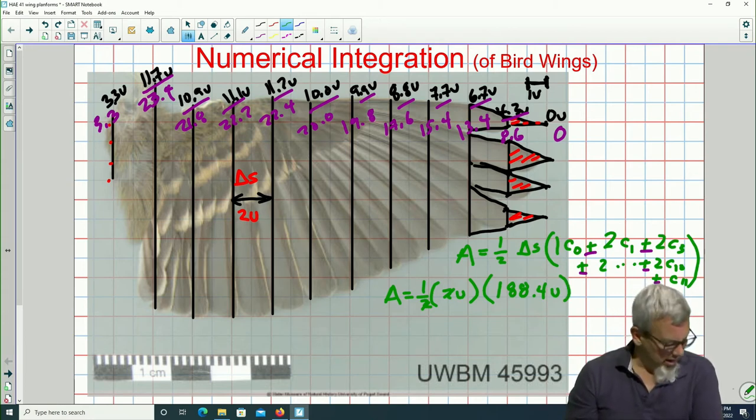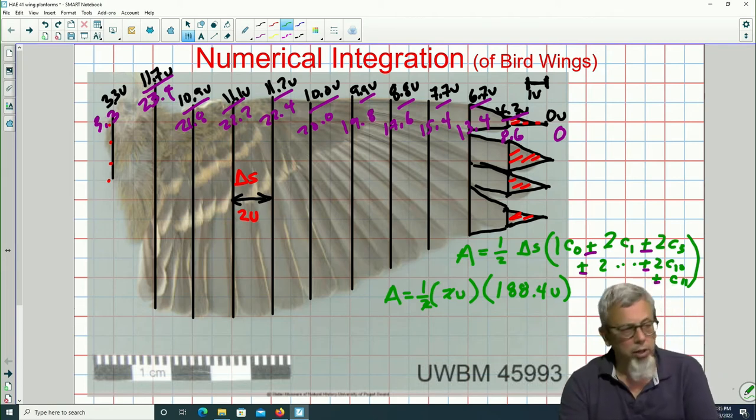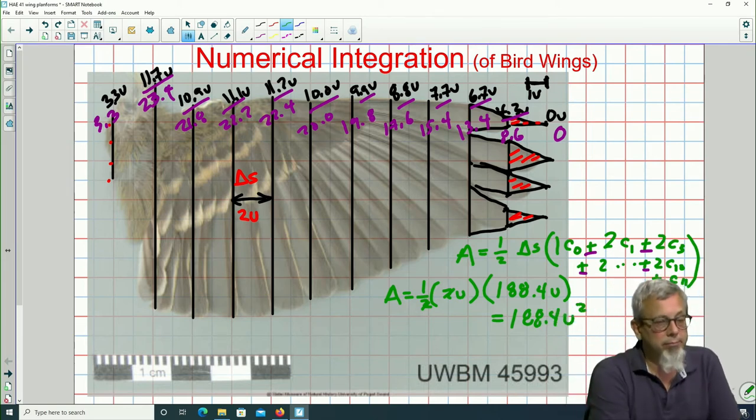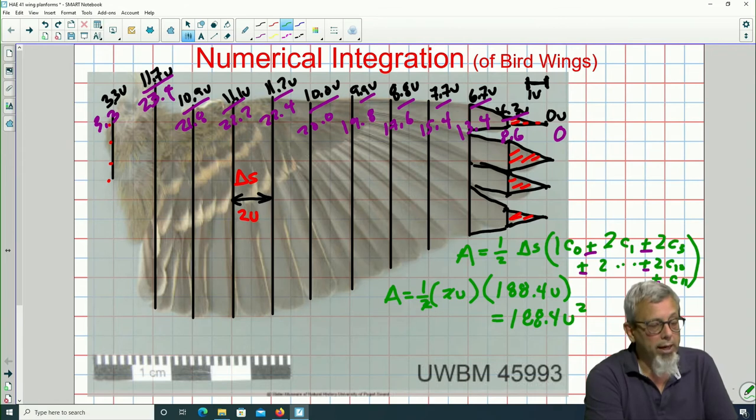Okay? And once I've actually done that, my 188.4 units, well, notice this is pretty straightforward. The 2s cancel out, and I get an overall area of 188.4 square units. Hopefully you can see the math there. Not too difficult. Okay? So, I'm not quite done yet, though.